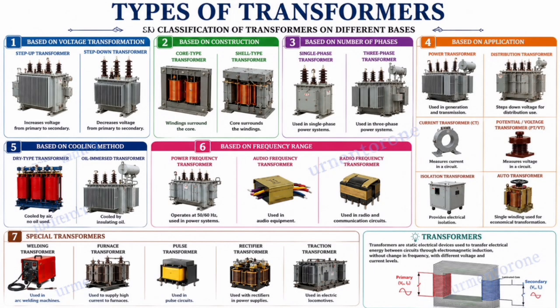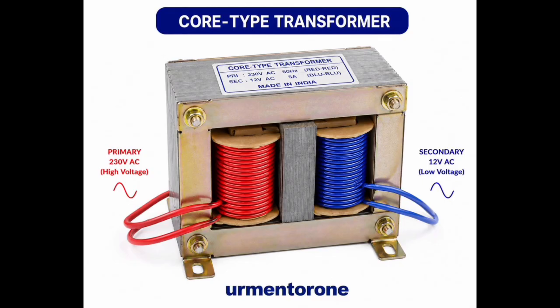According to the construction, that is, based on how their core and windings are arranged relative to each other, transformers are classified into two types: core type and shell type transformer. First one, core type transformer. In a core type transformer, the windings surround a considerable part of the magnetic core.